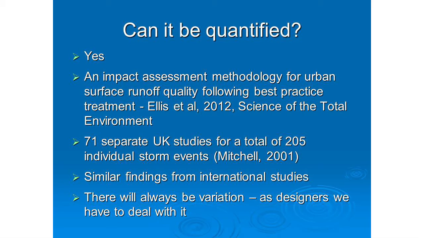So Brian Ellis at Middlesex University did a paper in 2012 where he's referencing 71 separate UK studies. So I think we have got quite a robust evidence base there in terms of UK-based data to add to all the international data that's around. And 205 individual storm events that we've got water quality data for. As an engineer, that's more than enough for me. Thank you very much.